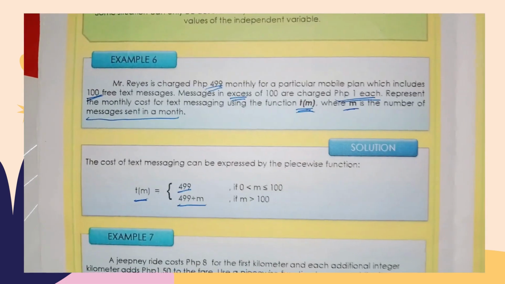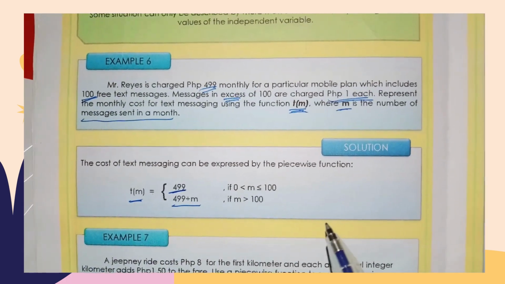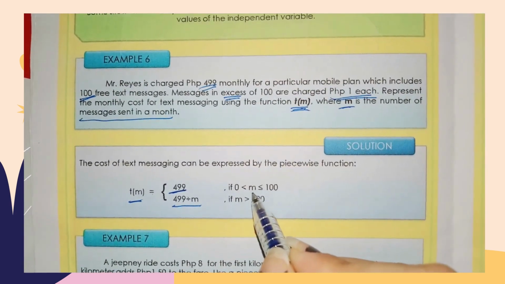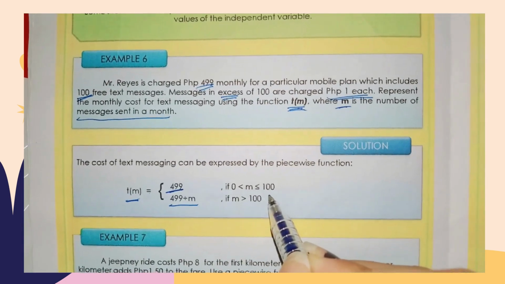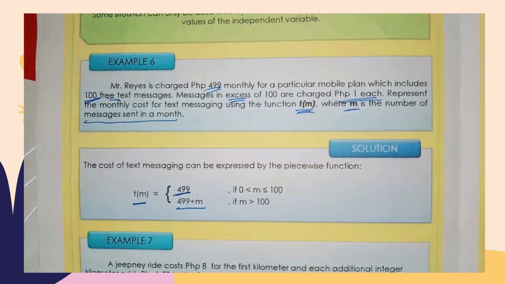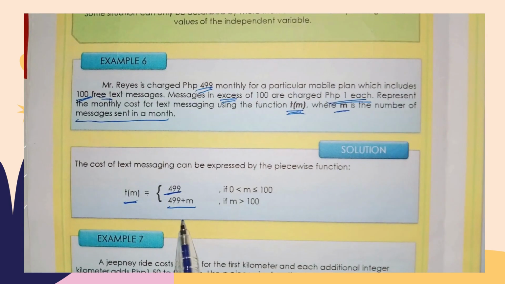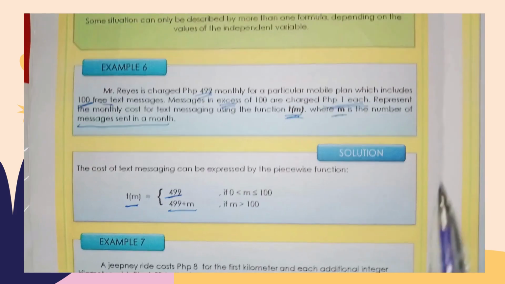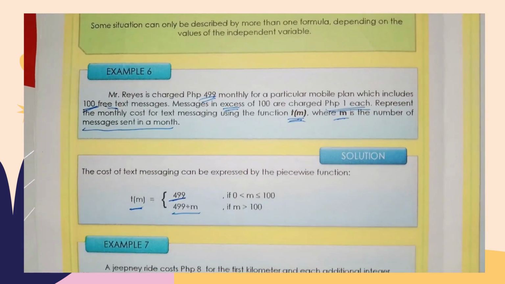Ano kaya yung dalawang condition na to? 499 siya kapag ang text message niya ay, sabi nga dito, if yung text message niya is more than 0 but less than 100. So, meaning, hindi niya naubos yung kanyang free text messages. Magiging 499 plus M naman kapag sumobra siya sa 100 kasi meron na siyang charge na 1 pesos. Or, 1 peso.